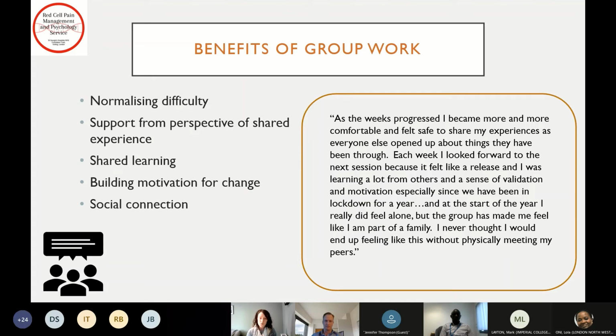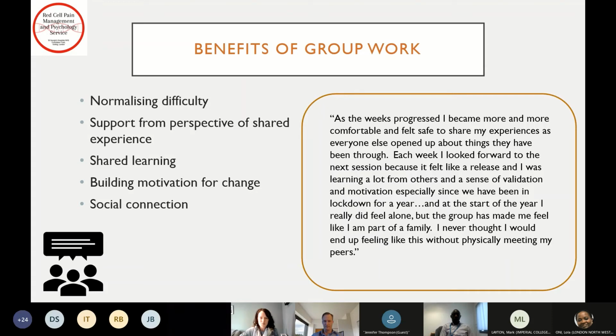And also the group effect can have a really useful social element, and many of the groups that we've worked with have stayed in contact beyond the group and provided support for each other beyond the end of the pain management programme. One of our recent participants on our virtual group talked very nicely about the benefits of group work in this statement.